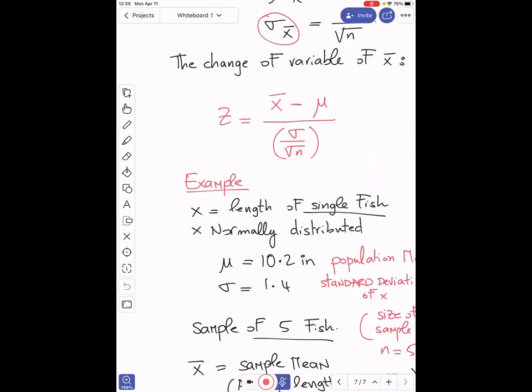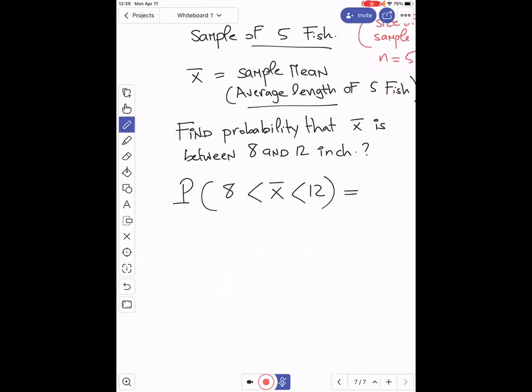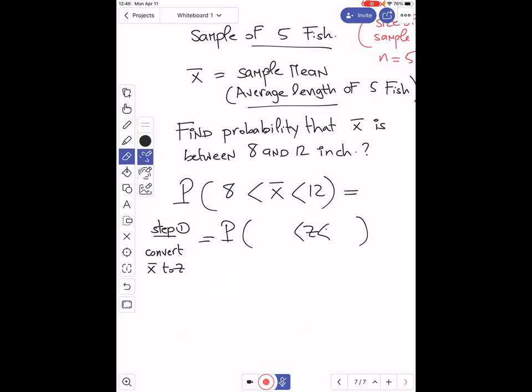So when you convert x bar to z, step 1, like we did for x, we're supposed to convert to z. Well, here we don't have x, we have x bar, the sample mean. So we convert x bar to the values of z. Now we need to convert this 8. This 8 is not a value of x. This is a value of x bar.